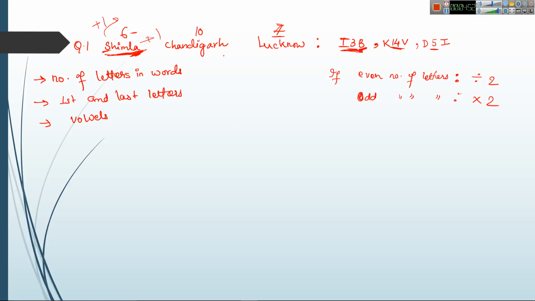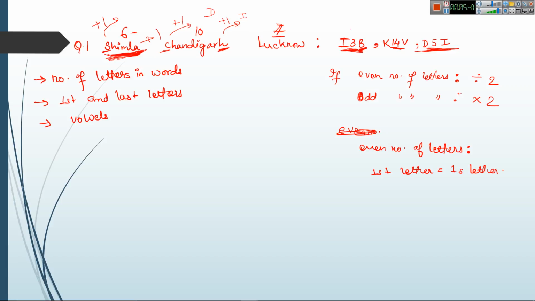Now to confirm this, we will see the next code given here. The first letter of Chandigarh is C. If we do C plus 1, then we should get D. Yes, D is there in the code. And the last letter of the word Chandigarh is H. If we do H plus 1, we get I. And I is also there in the code. So for the words which have an even number of letters, the first letter of the code is the first letter of the word plus 1, and the last letter is the last letter of the word plus 1.